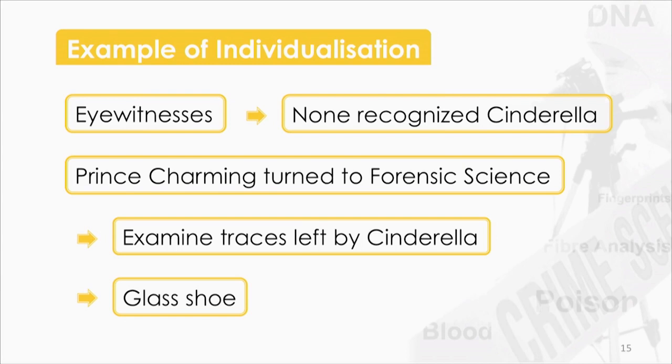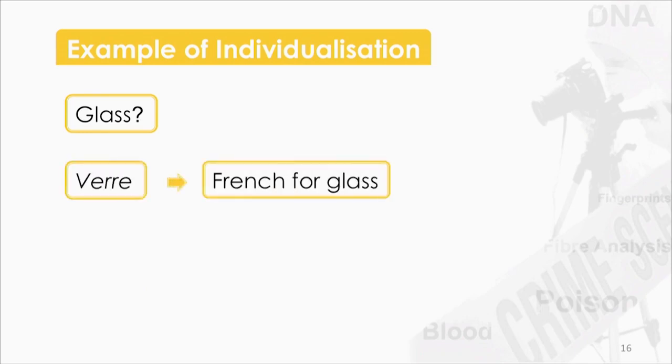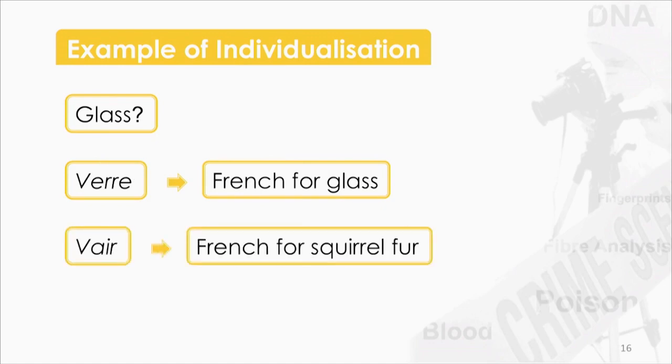The reason she's wearing a glass shoe, it has been suggested, is a confusion between the French word for glass and the French word for squirrel fur. But of course, you can't have someone in a fairy story wearing parts of a cute, fluffy animal. So it's a good thing it's a glass slipper.